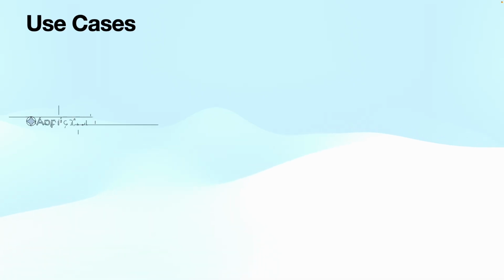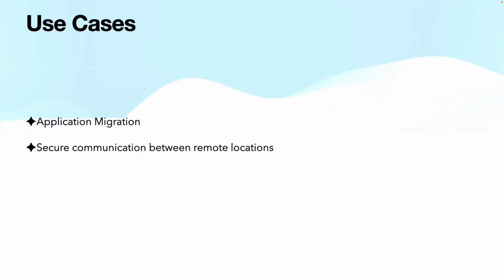Now let's see some of the use cases of AWS site-to-site VPN. First, application migration. Moving applications to the cloud is easier with a site-to-site VPN connection between your network and the AWS cloud. You can host Amazon VPCs behind your corporate firewall and seamlessly move your IT resources without changing the way your users access these applications. Second, secure communication between remote locations. You can use AWS site-to-site VPN connections to securely communicate between remote sites.